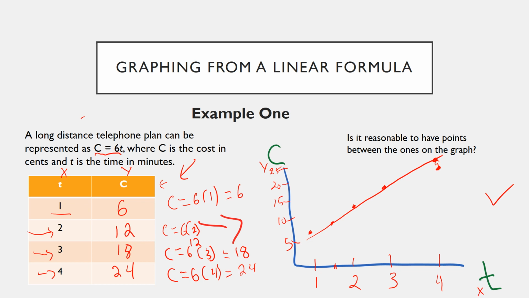You're not stuck with paying just for 1 minute, 2 minute, 3 minute, 4 minute. You might be on the phone for a minute and a half. And that would tell you right here, well, if you're on the phone for a minute and a half, it might be a little bit more than 6, but obviously less than 12. So it would be right in between. So yes, if that happens on your assignment, it's just asking if it'd be reasonable. Some examples wouldn't make sense to show 1.5 or 2.5. For example, if they were looking at the cost per person to go to a movie, 1.5 people aren't going to pay to go to a movie. They're going to have to sell it in quantities of per person.